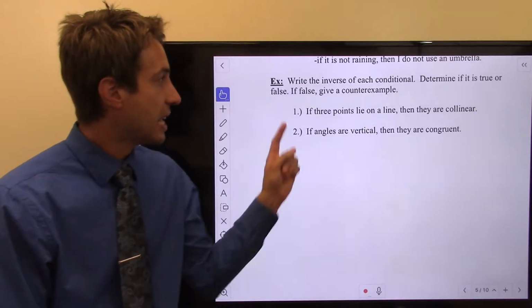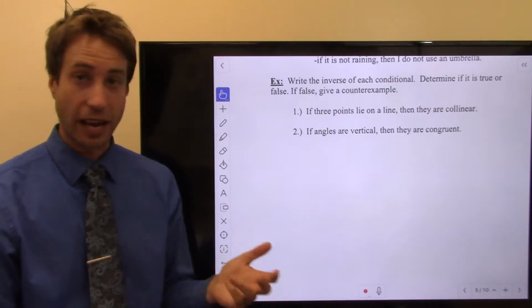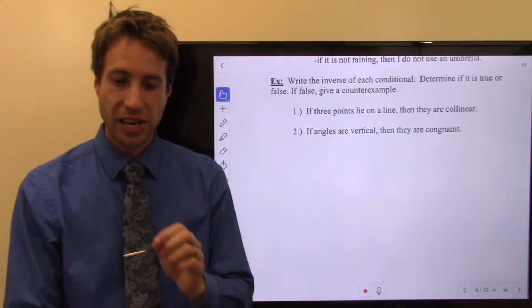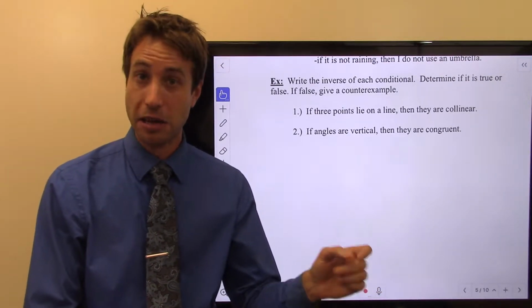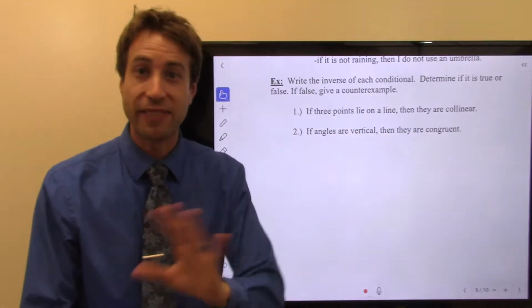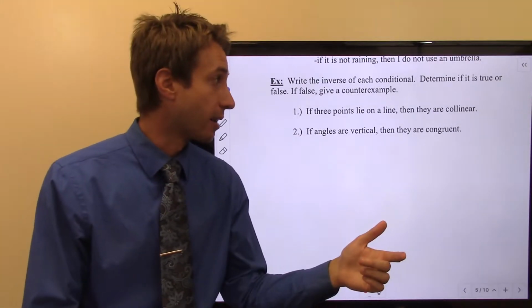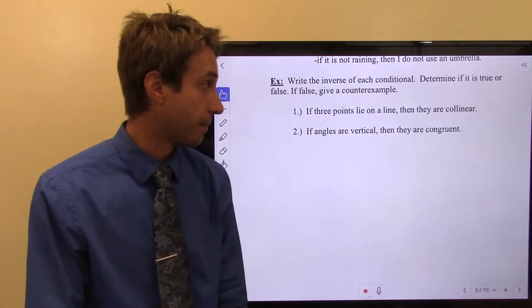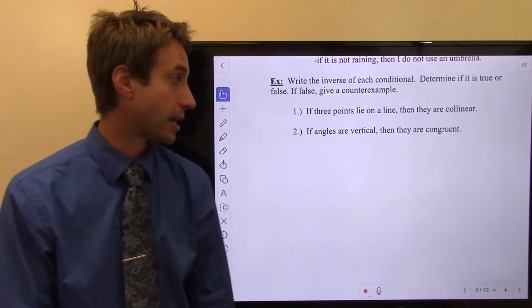Right down here, if 3 points lie on a line, then they are collinear. So, the inverse statement: if 3 points do not lie on a line, then they are not collinear. Take the statements you've been given and negate them. If 3 points lie on a line, negating that would be if 3 points do not lie on a line. They are collinear, negating that would be then they are not collinear. That's it, that's your inverse statement.